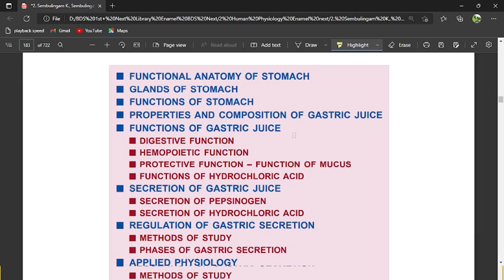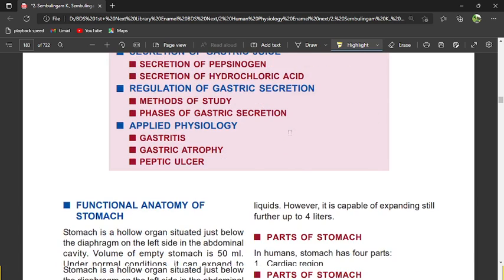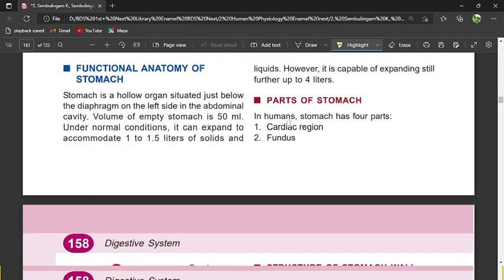Right. The functional anatomy of the stomach, the glands of stomach, functions of a stomach, properties, all this. Okay, let us go to this. What is the anatomy of stomach? Let us see. It is a hollow organ situated below the diaphragm. So where is your stomach? It is below the diaphragm, on the left side of the abdominal cavity. In your abdominal cavity, in which side it is present also is very important, right? MCQ can come from here.